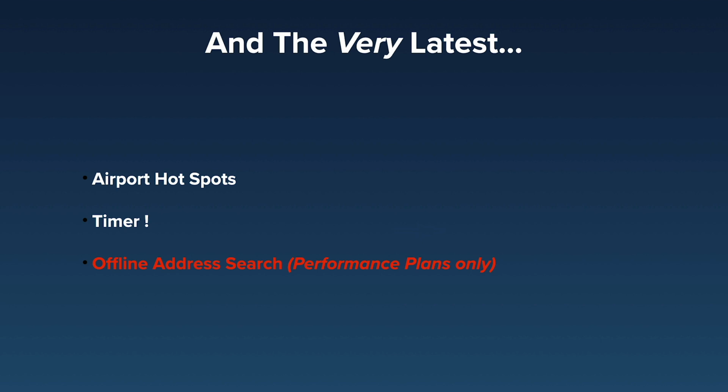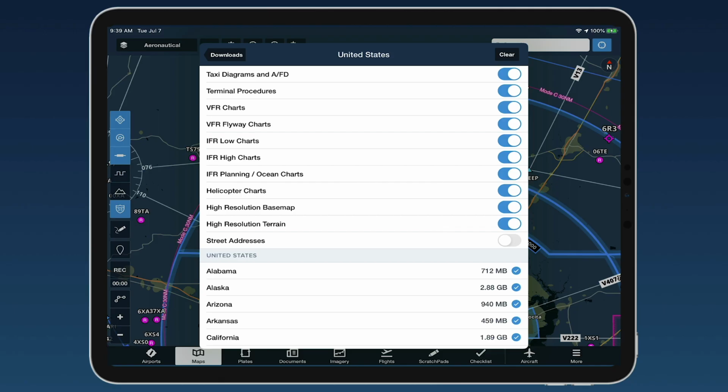Finally, we have an offline address search. This is performance subscribers only. In order to access this, you're going to download another database. Go to Downloads. Down at the bottom, you will notice a download line called Street Addresses. It's defaulted off for the first time. Activate that, and then you're able to search offline for street addresses in the United States.